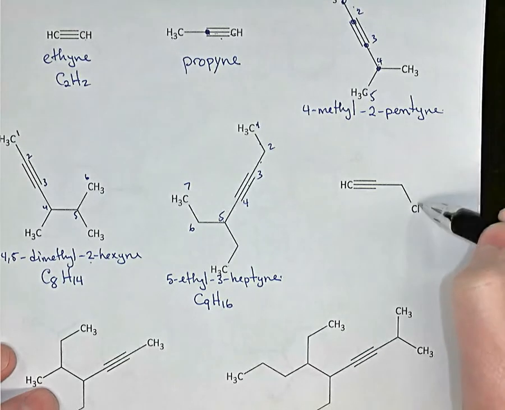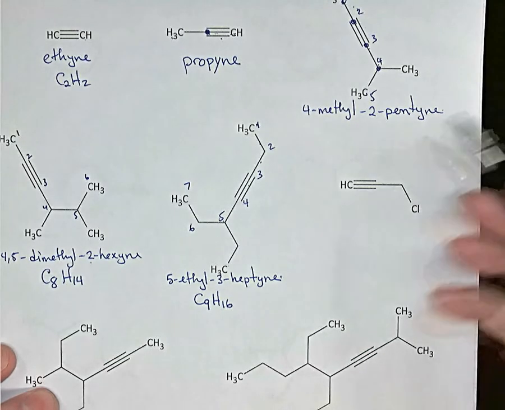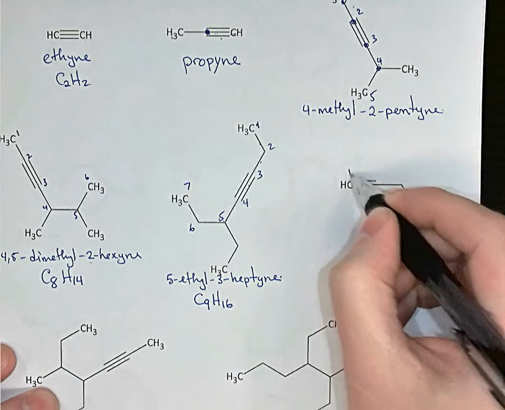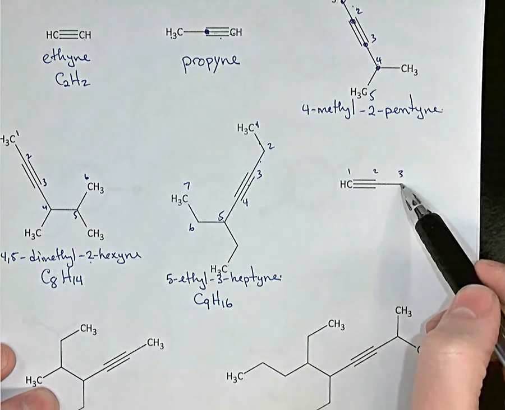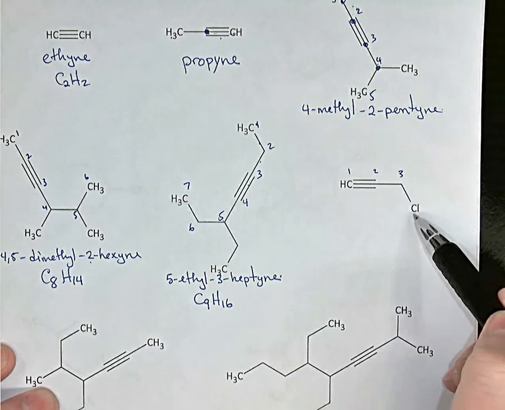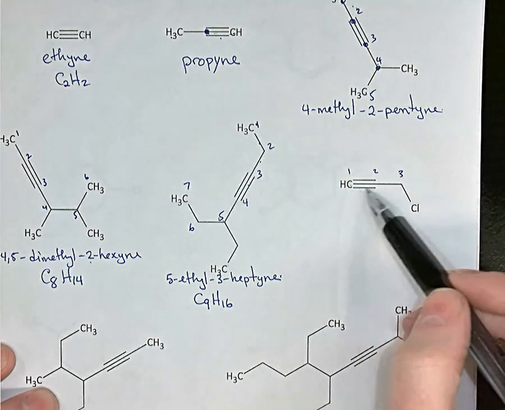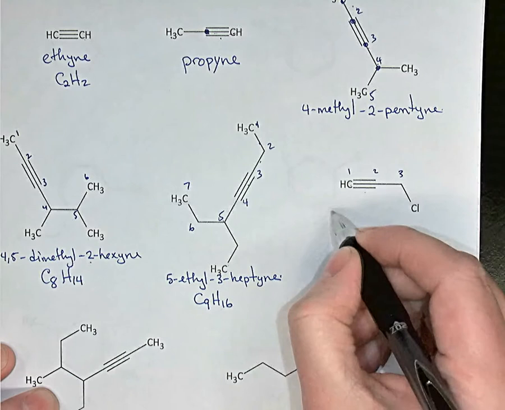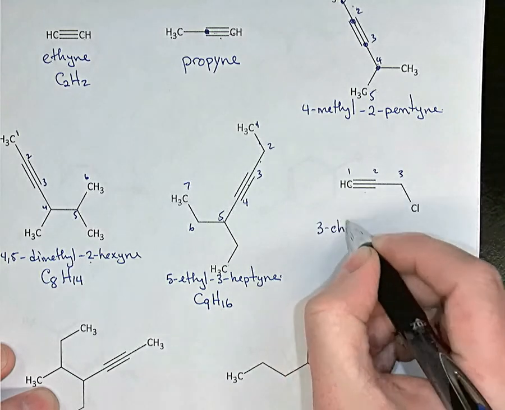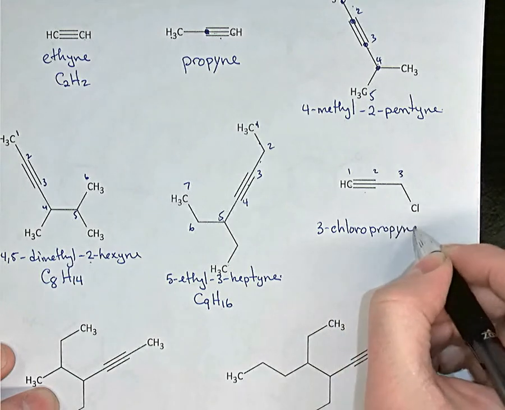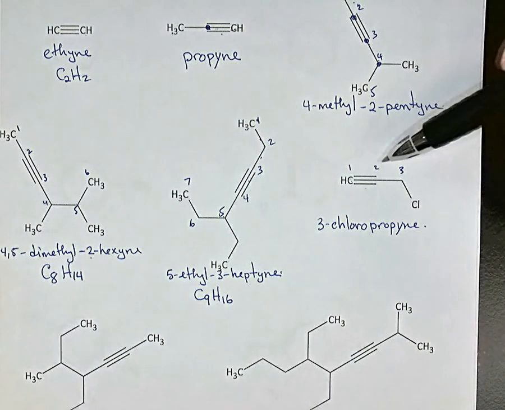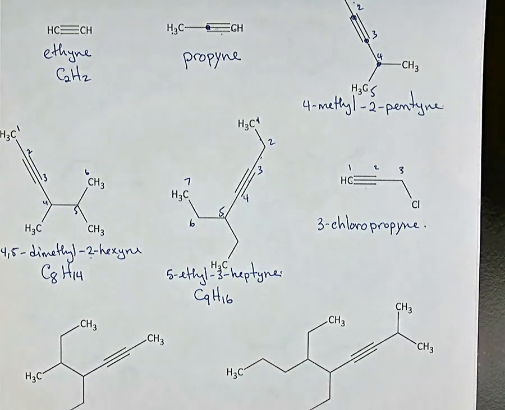This next one has a chlorine atom as a branch, so it's going to have a chloro. It's got carbon 1, carbon 2, carbon 3. It's a propyne. We saw propyne earlier, but this time on carbon number 3 there is a chlorine branch, and you start numbering here because that's closer to the triple bond. So this will be 3-chloropropyne. Okay, and just like before, you don't need to say 1-propyne because there's only one place there to have the triple bond.